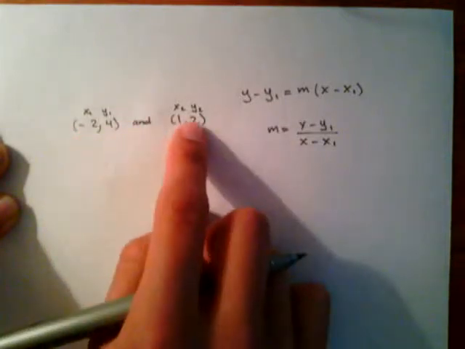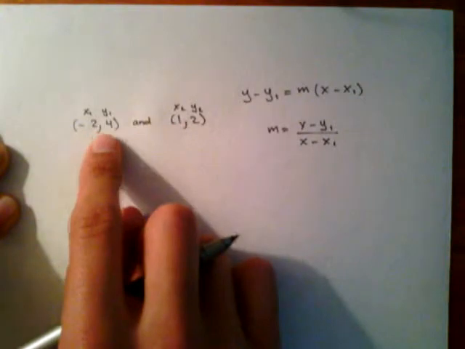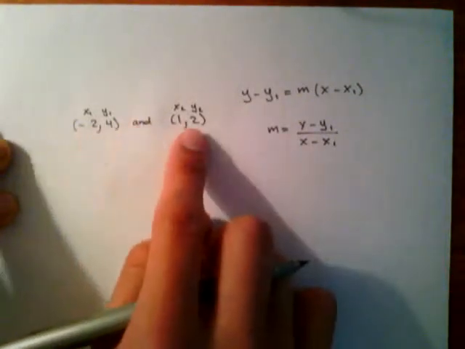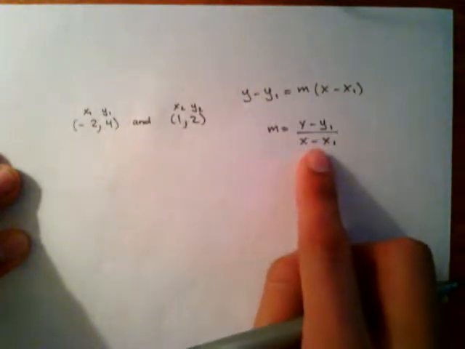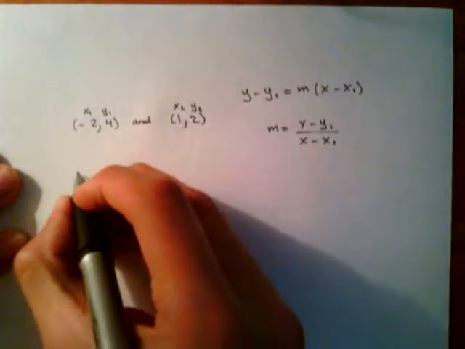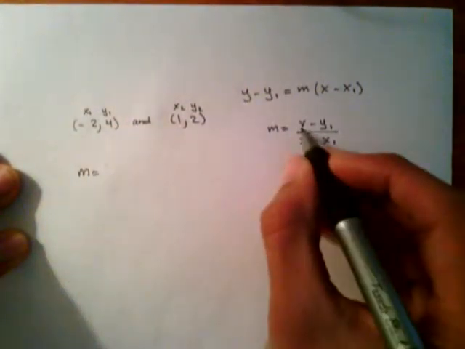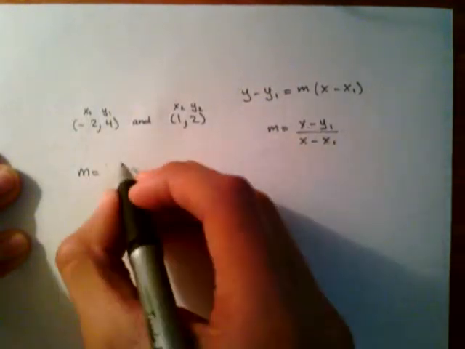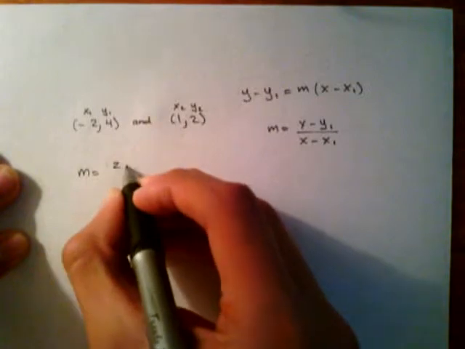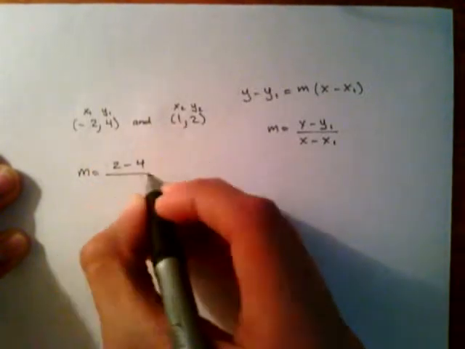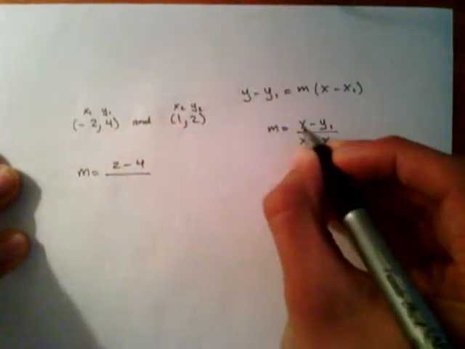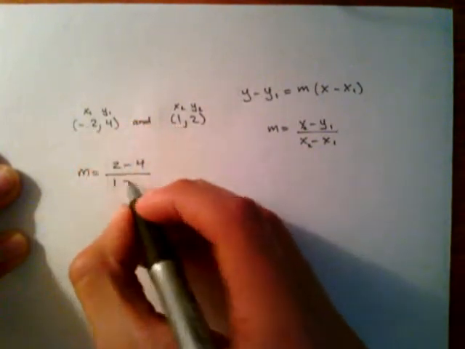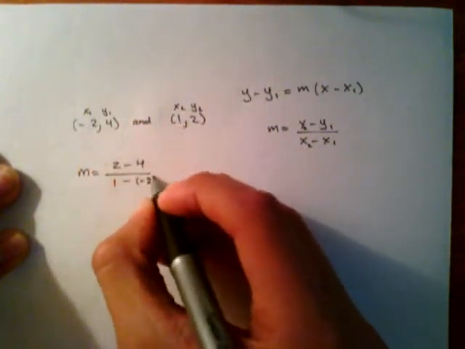Now with these 2 points, what we would like to do is find the slope of this line, or slope between these 2 points. So we're going to directly apply it to this equation over here. So we're going to have m is equal to change of y, so y2 minus y1. So right here we're going to place y2, which is 2, minus 4 over our x2, which is 1, minus -2.